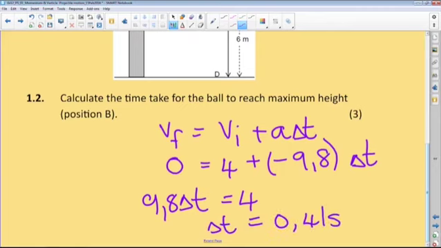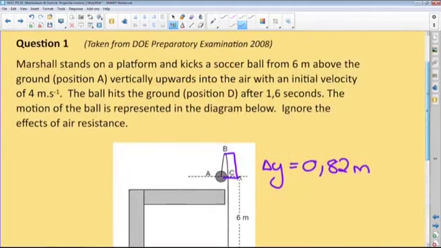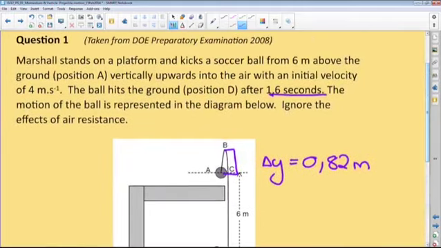Now you go back to the question, you go, well, does that make sense? Considering it only took 1,6 seconds to get down, for it to use 0,41 to get up, that's okay. If I'd got an answer bigger than 1,6, I'd go, ooh, I've made a mistake because that was the total time. All right?